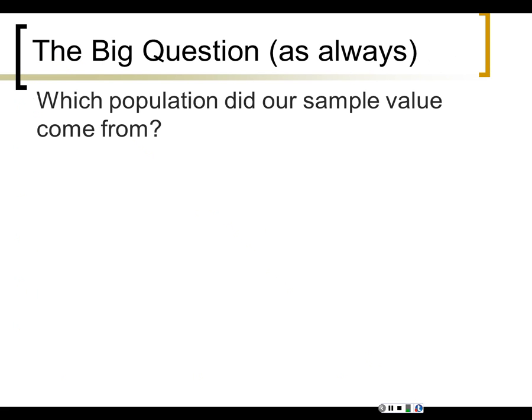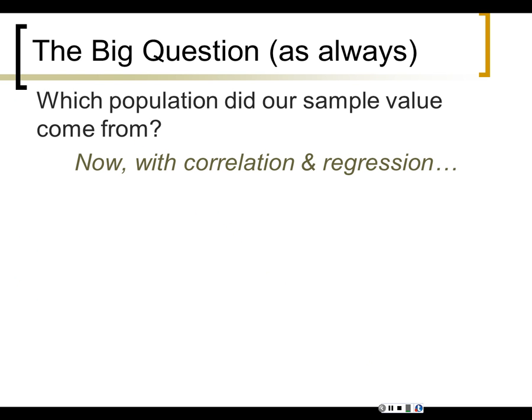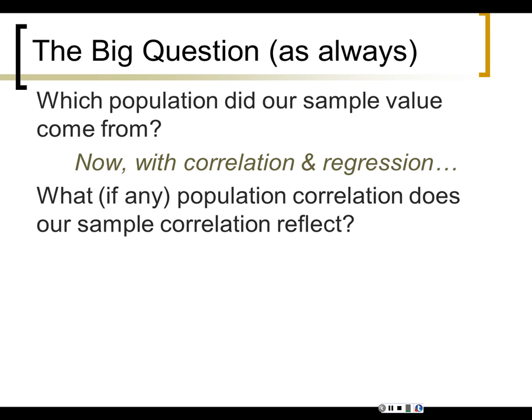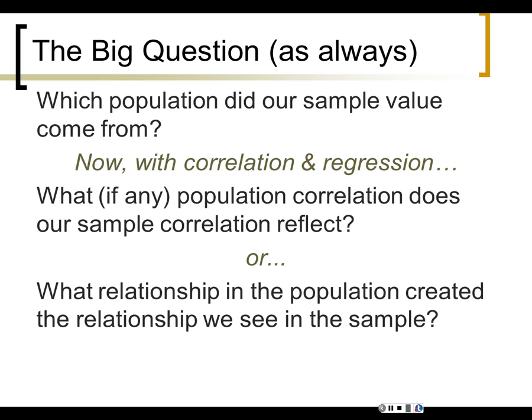Alright, so the big question as always, which of those populations did our sample correlation come from? So in correlation and regression, which population correlation, which pattern of association between population variables is reflected in our sample? So our sample is telling us about what's going on in the population. What relationship in the population created the relationship we see in the sample? Same question as before. We look at something in our sample and say, where did you come from? You just showed up on my doorstep. Where did you come from? Same as before. I think of samples as like little lost kittens. We have to figure out where they came from.